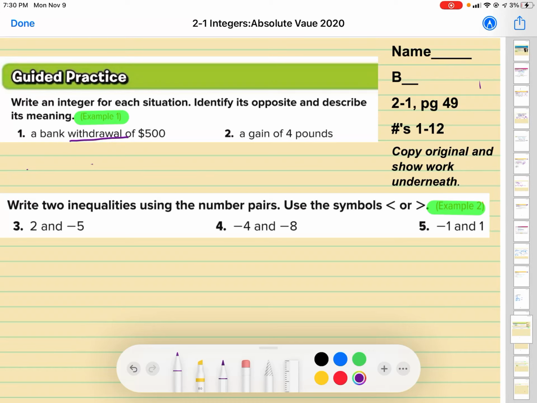Hello, seventh graders. Please make sure that you have your completed practice here and your correcting pen and you're ready to go. If you need to get it, please stop the video and go get it so that you are ready to follow along.